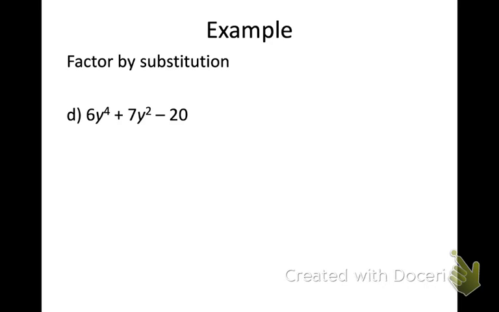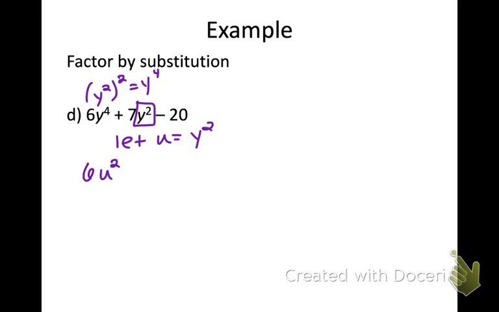So for this u substitution, we're going to focus in on the middle term. My middle term is y squared, so I'm going to let u equal y squared. Now this turns into 6u squared, because remember, y squared squared is the same as y to the 4th. So that's going to force my first term to just be a u squared, plus 7u minus 20.